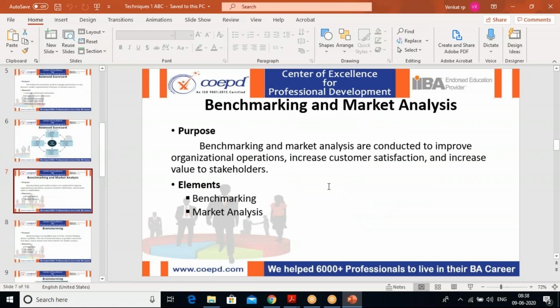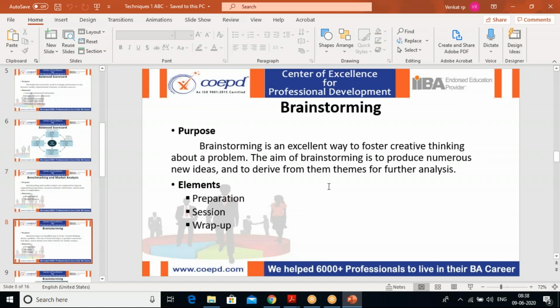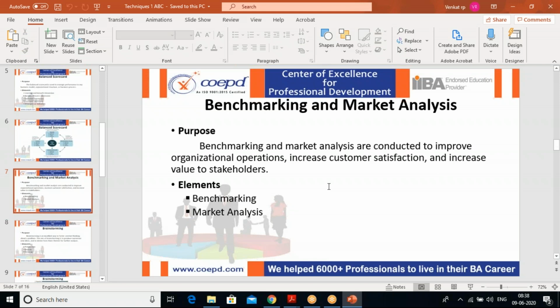Okay. And then benchmarking and market analysis. Benchmarking means we'll come up with the standards. Benchmarking means it's a standard. We'll make it up to this extent. This is the minimum you have to do. And market analysis means you'll understand how the market is going, and from there how we can take it forward. Benchmarking and market analysis is to increase customer satisfaction and increase value to the customers. We will be doing this.